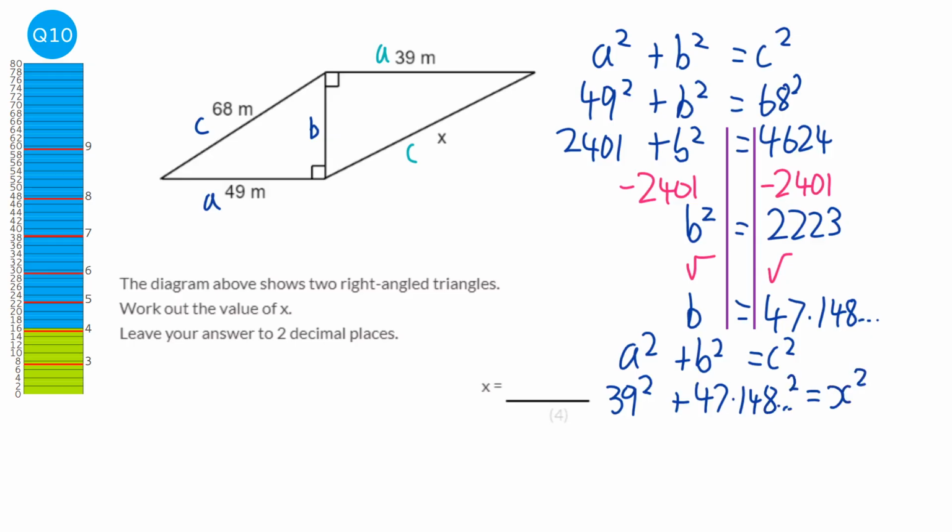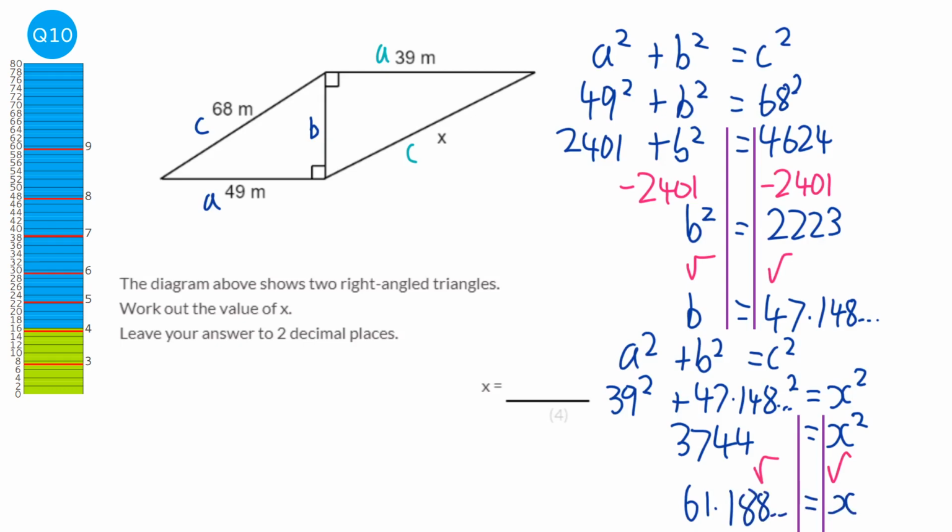Okay, so we need to square that. So we do 39 squared plus 47.148 squared, and that will be 3,744 equal to x squared. And we'll just get our lines in because we need to square root both sides, and we get 61.188 blah blah blah is equal to x. It says it wants two decimal places, so that will be 61.19.